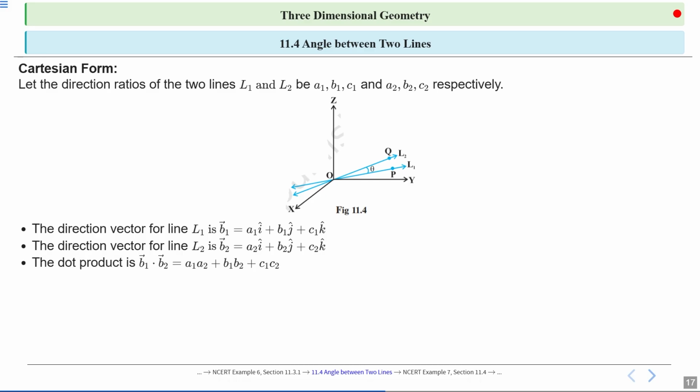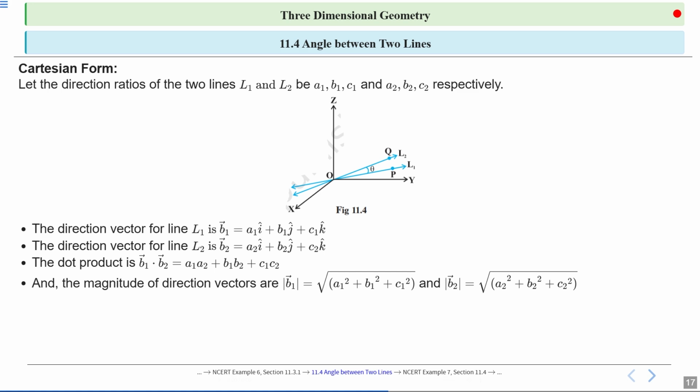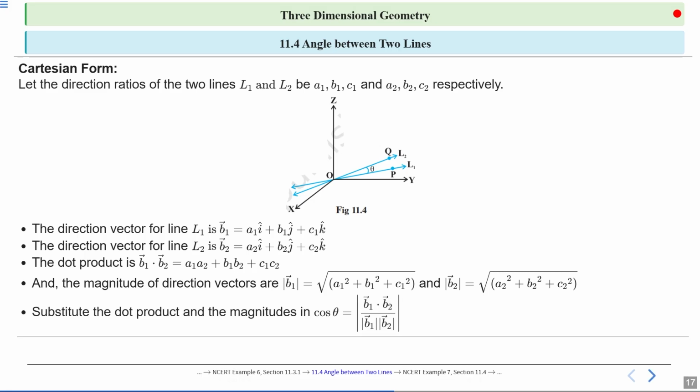Next, we calculate the dot product, that is b1 vector dot product b2 vector equals a1 times a2 plus b1 times b2 plus c1 times c2. Now let's look at the magnitudes of the direction vectors. The magnitude of b1 is square root of a1 square plus b1 square plus c1 square, and magnitude of b2 is square root of a2 square plus b2 square plus c2 square.